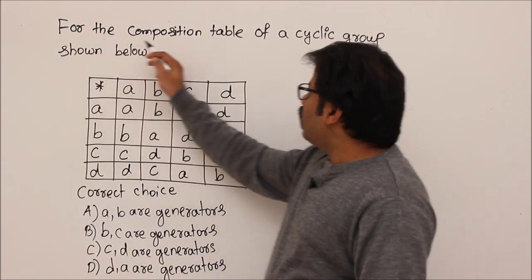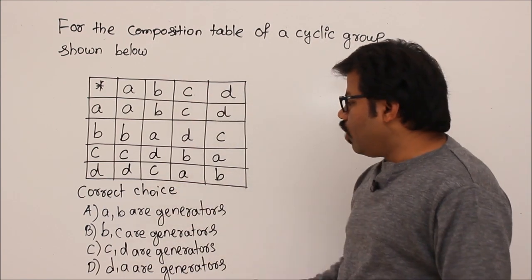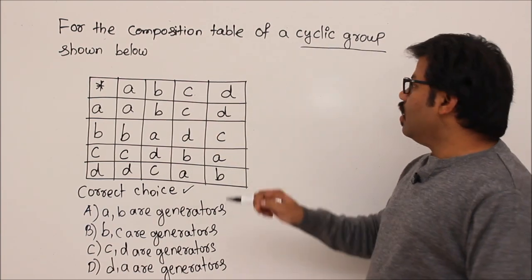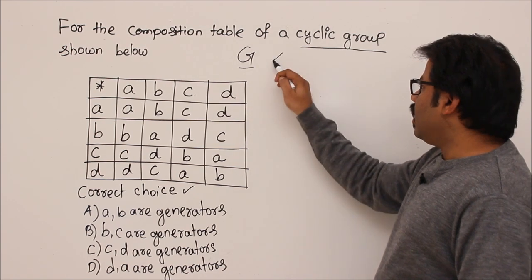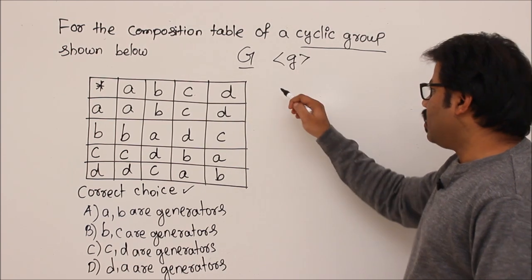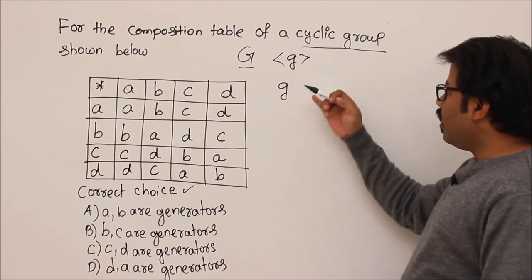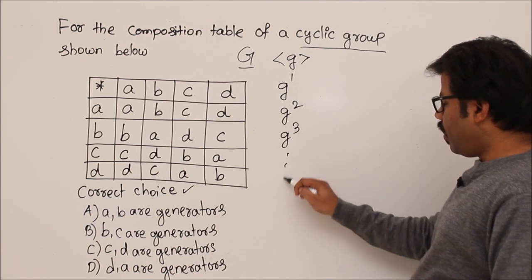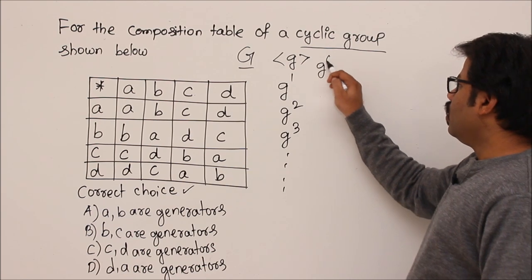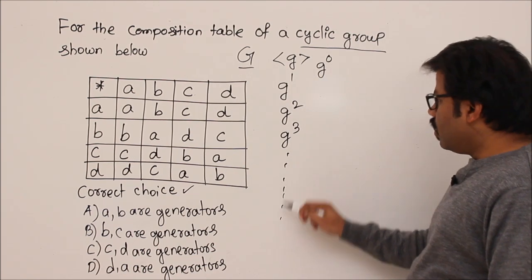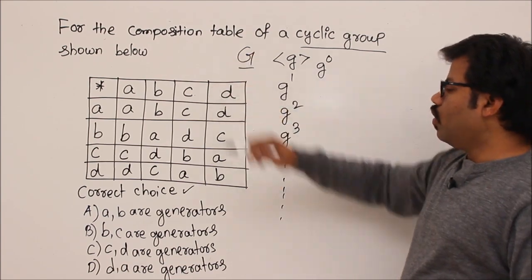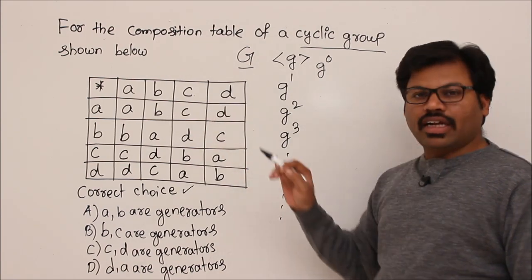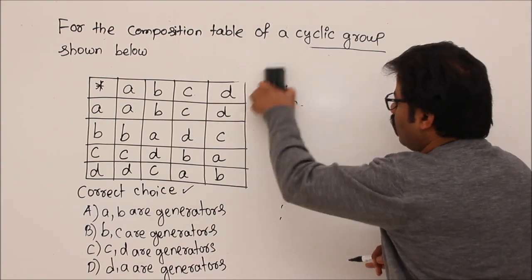See this problem. For the composition table of the cyclic group shown below, what is the correct choice? So they have given a composition table of a cyclic group. You know what a cyclic group is, right? A cyclic group is a group where there is a special element G, which is a generator. That means it can generate all the possible elements if you apply the power operator. That means G power 1, G square, G cube. If you keep on applying, you can apply G power 0 also. Then it should be able to generate all elements in the group. Here the elements are A, B, C, D. Our target is that whatever is generated should generate A, B, C, D.